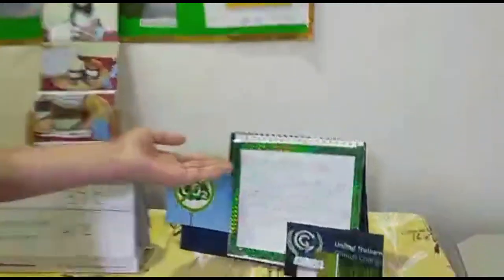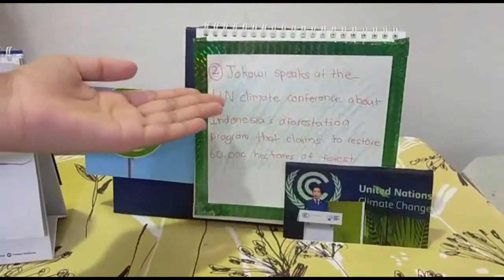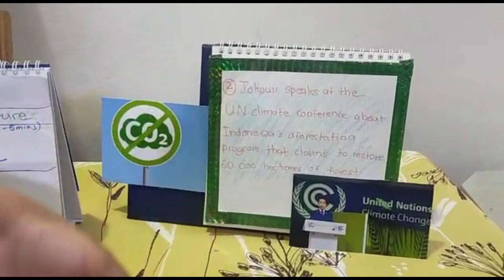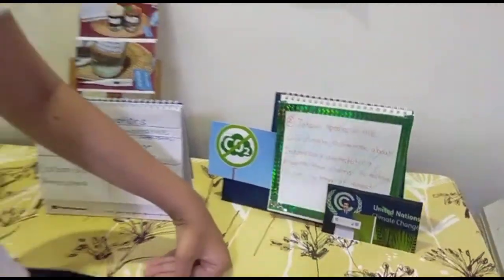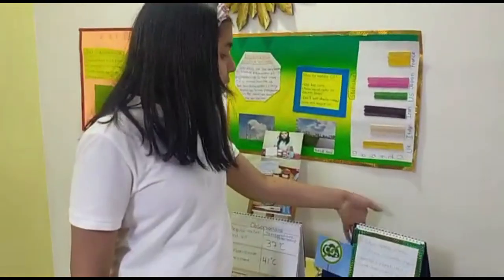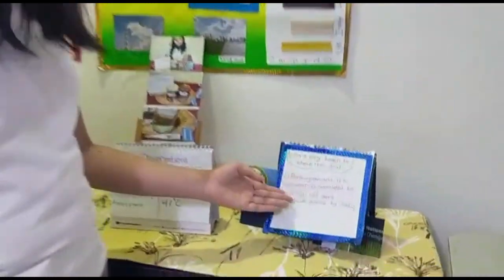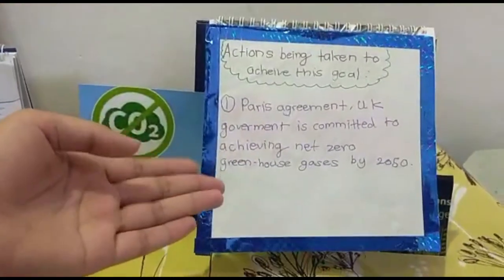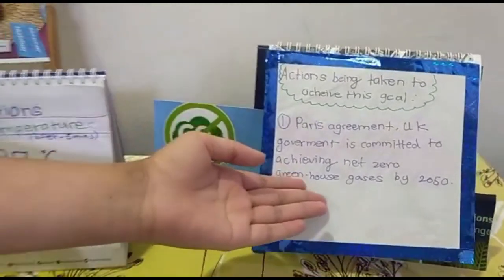Recently, President Jokowi spoke at the UN Climate Change Conference about Indonesia's afforestation program that claimed to restore 60,000 hectares of forest. The UK government also committed to achieving a net zero greenhouse gas by 2050. We can help too by stopping burning fossil fuels and also reducing the amount of electrical vehicles.